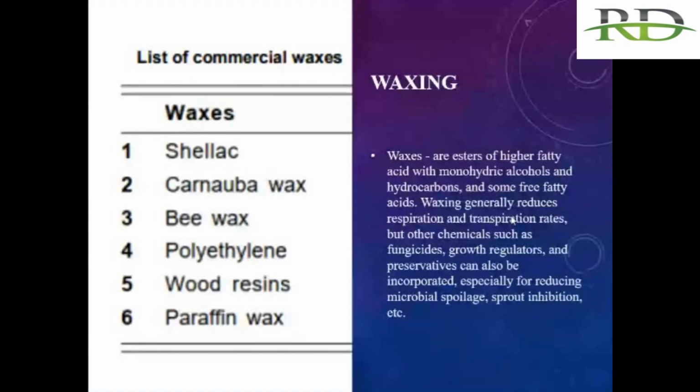The commercial waxes are shellac, carnauba wax, bee wax, polyethylene, wood resins, and paraffin wax. Shellac is like a varnish which can be painted on or applied on produce, which reduces the respiration and transpiration losses. Carnauba wax comes from a Brazilian fan palm whose leaves are used to prepare wax, and it is also very good in retarding the respiration and transpiration losses. And the wood resins, paraffin wax and bee wax, you all know.